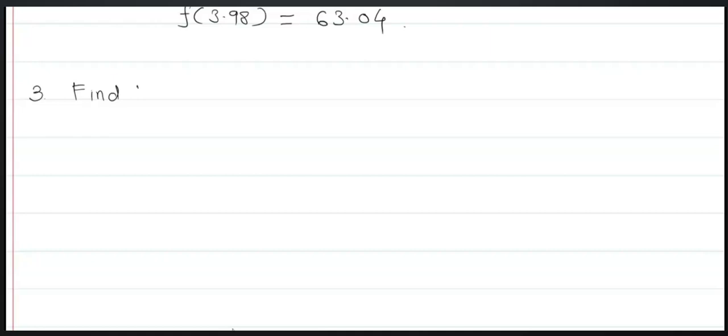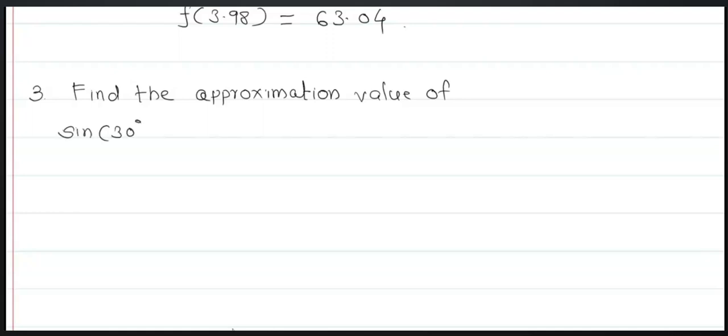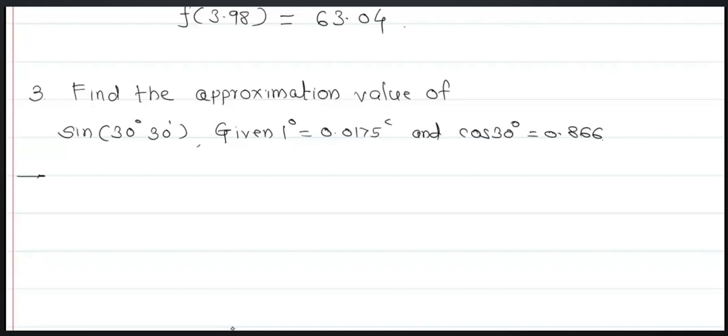Now, third, find the approximate value of sine 30 degree and 30 minutes, given that 1 degree is equal to 0.0175 radian and the value of cos 30 is equal to 0.866. Now again, what type of function is it?